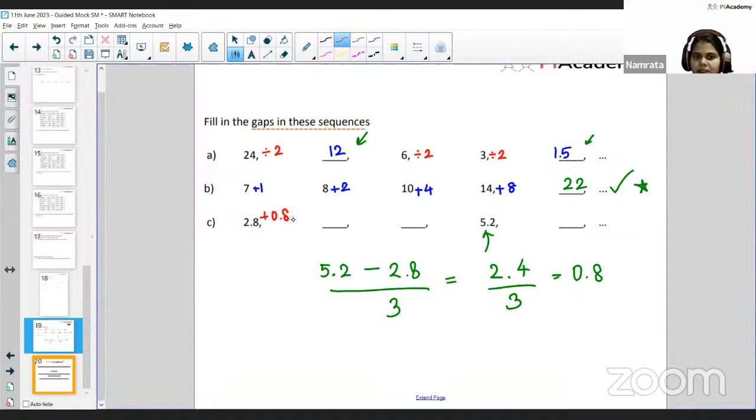So if you add this, this will give you 3.6. Yes. Again, plus 0.8 will give you how much? 4.4. Absolutely right. Very good. So this one plus 0.8 will give you how much? 6. So yes. I hope we are clear with the solution.